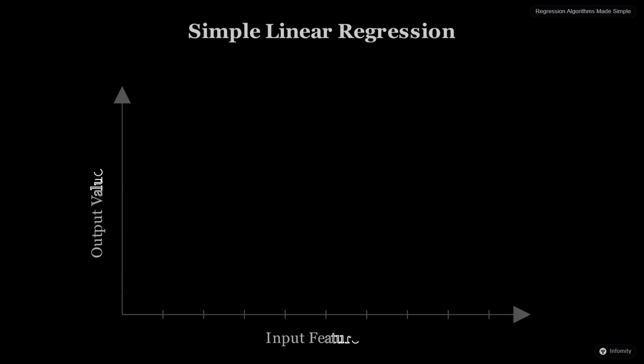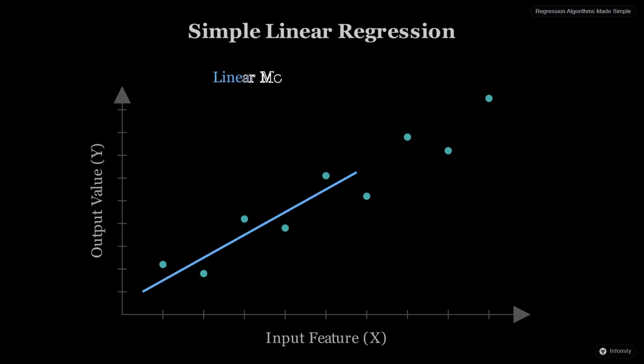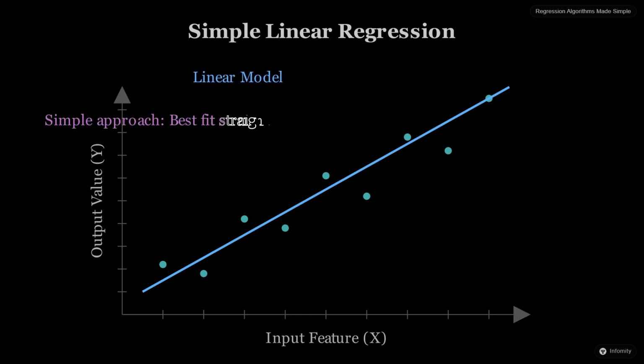The most fundamental type of regression is simple linear regression. As the name suggests, it assumes a linear relationship between our independent and dependent variables. This means we try to fit a straight line through our data points. This line acts as our model, capturing the overall trend. Its goal is to summarize the relationship between x and y in the simplest way possible.